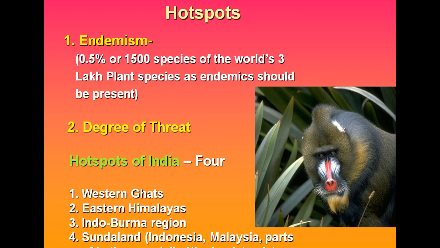In India, we have totally 4 hotspots: Western Ghats and Eastern Himalaya exclusively in India, and 2 more we share with the neighboring countries. One is the Indo-Burma region, and the second one is Sundaland, which includes Indonesia, Malaysia, and part of India, especially the Andaman and Nicobar Islands. So we can say that there are 4 hotspots in India, but out of which the first 2 are exclusively found in India, and the remaining 2 we share with our neighboring countries.